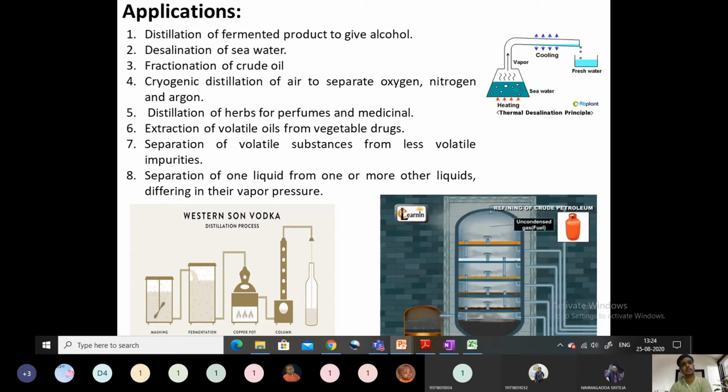So here we will see what the applications for distillation are, and why we have to use those applications.